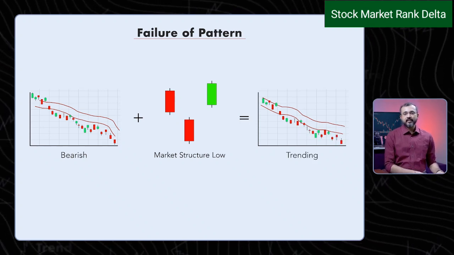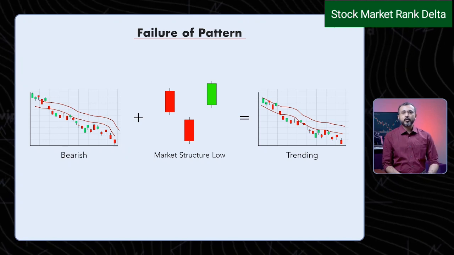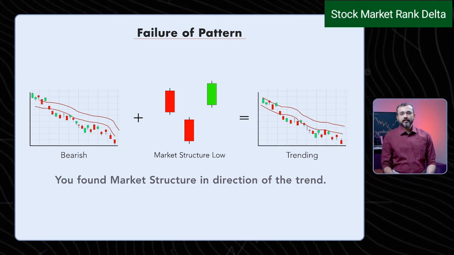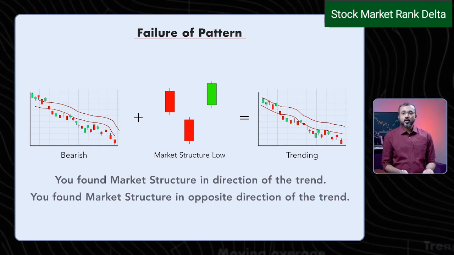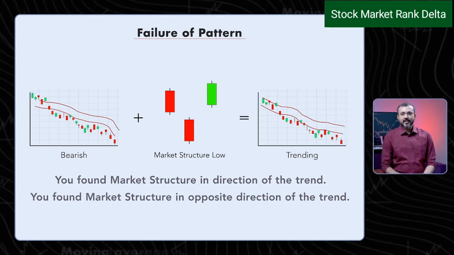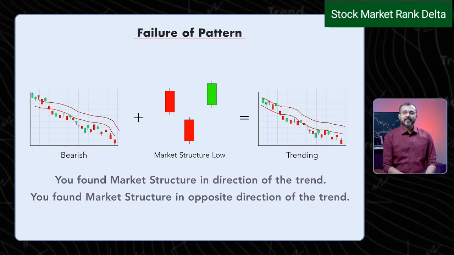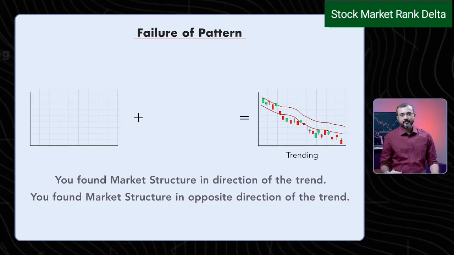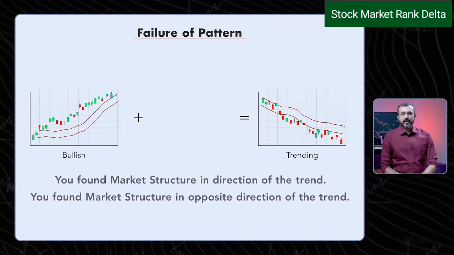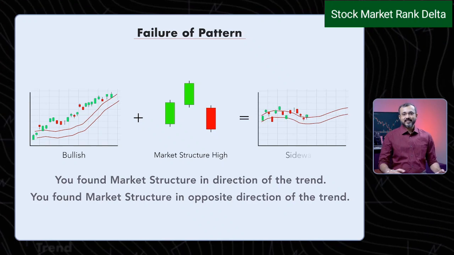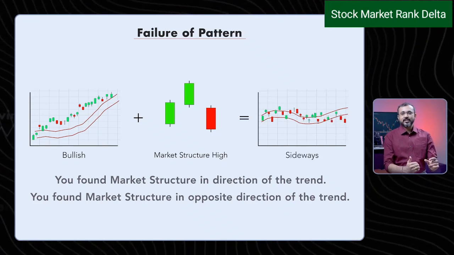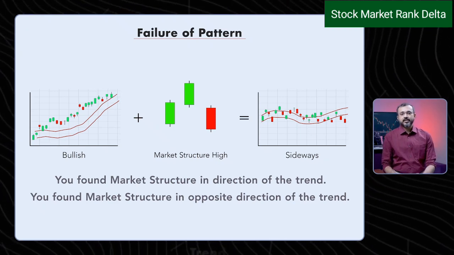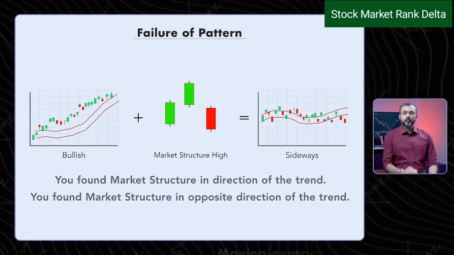So the shift from a non-trending phase to a trending phase is decided by either of two cases. One, if you find a market structure in the direction of the trend, you trade trending markets. But if the markets are non-directional, meaning you have a market structure low below the moving average, then the failure of the market structure low becomes a bearish pattern, which will trigger bearishness. Similarly, if markets are bullish and you get a market structure high above the moving average, that suggests a sideways market. But the moment the market structure high fails, which is a bearish pattern, it triggers the bullish trend.